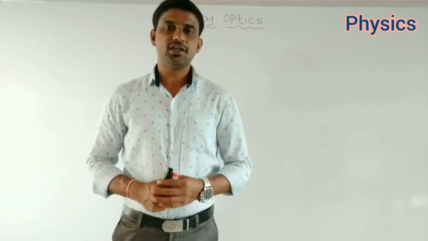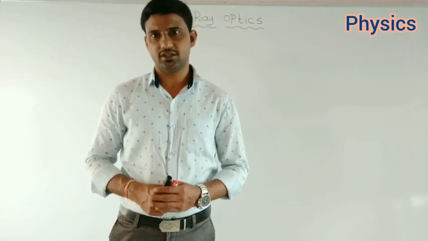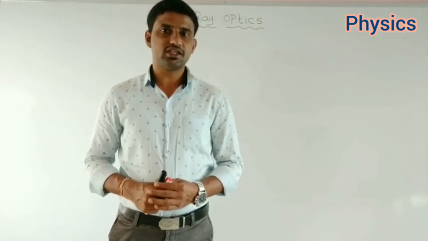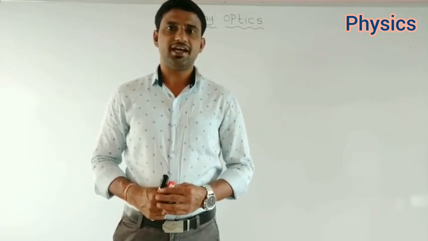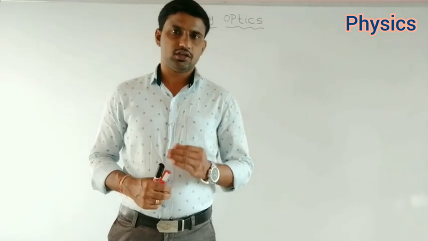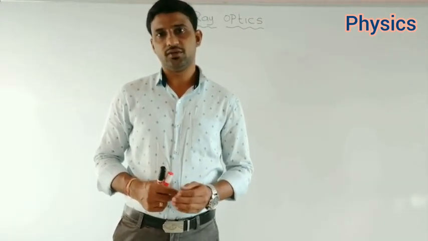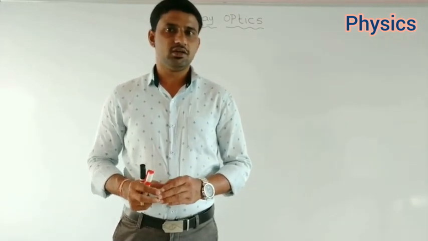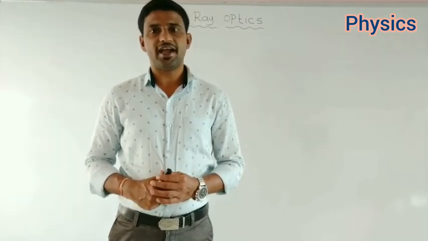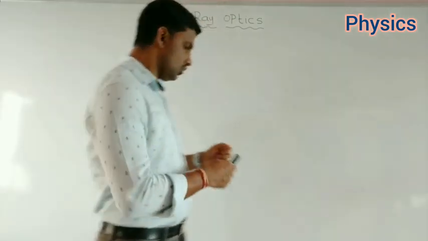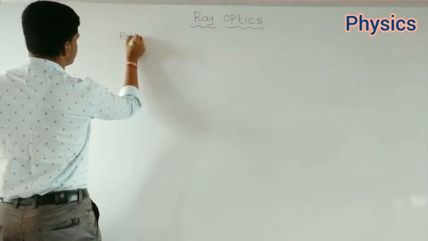Hello dear students, in the previous video we learned about image formation in the case of spherical mirrors. Today in this class we are going to discuss a derivation which gives the relation between u, v and f. u means the object distance, v means the image distance and f means the focal length. We are going to derive one expression which gives the relation between these three terms, and that expression is also called the mirror equation. So now we will discuss the relation between u, v and f.